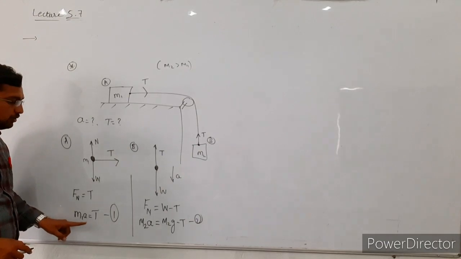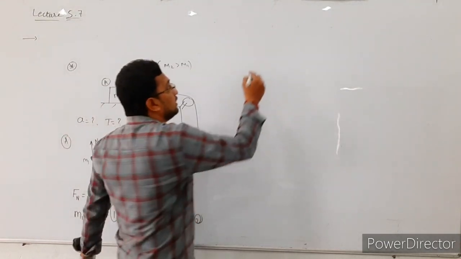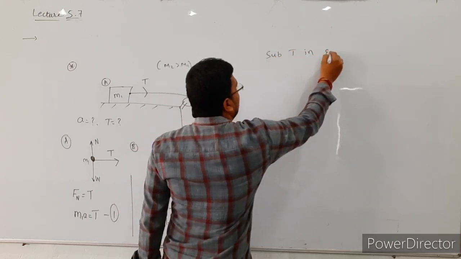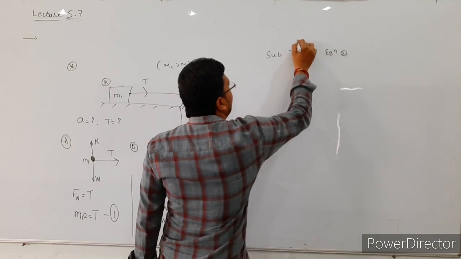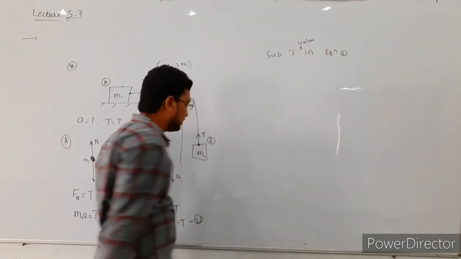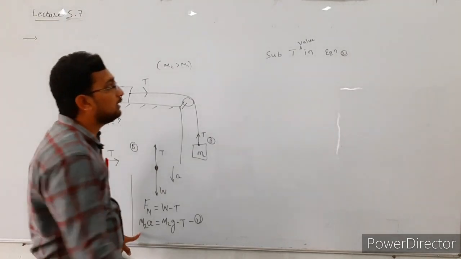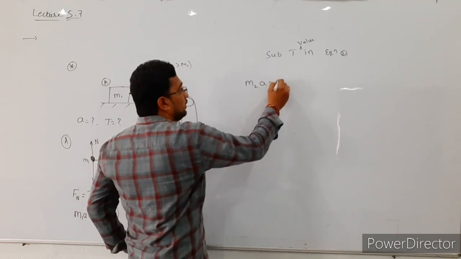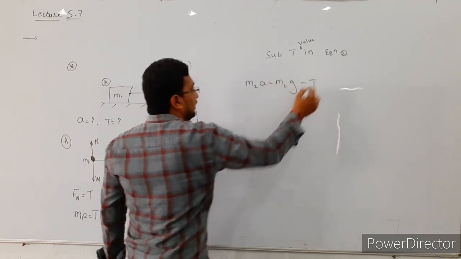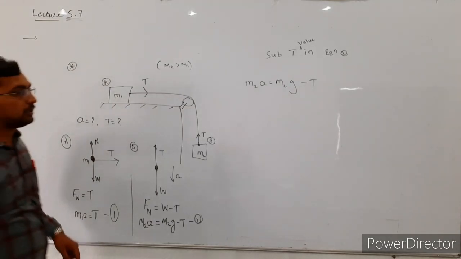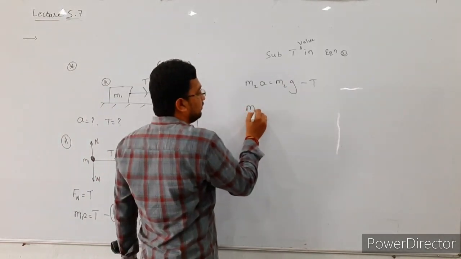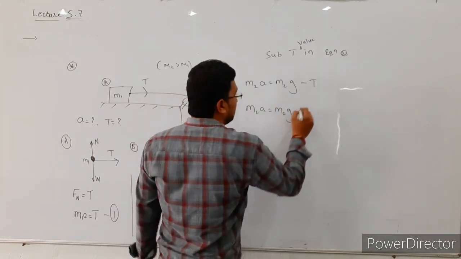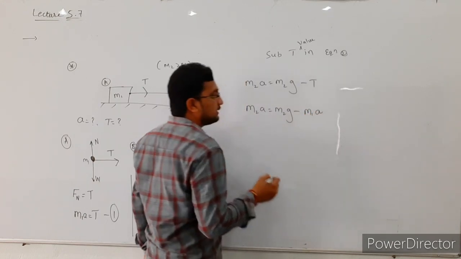So next, substitute the T value in equation number 2. What is equation number 2 here? That is m2 into a is equal to m2 into g minus T. What is the T value here? T value is m1a. So substitute here: m2 into a is equal to m2 into g minus m1a.